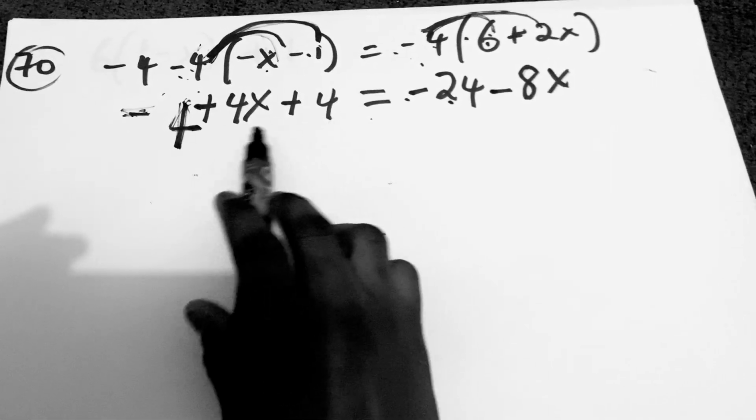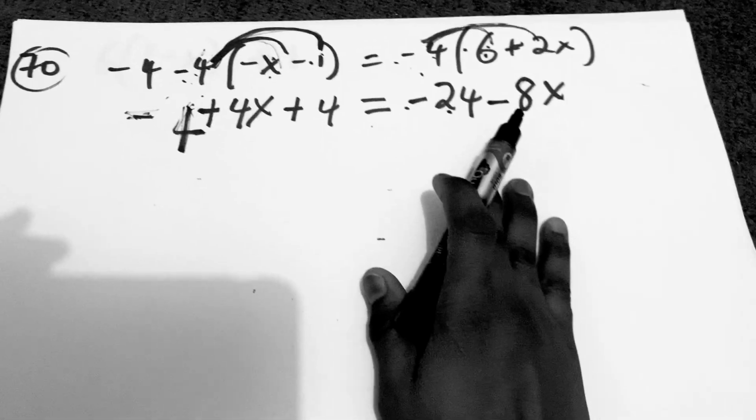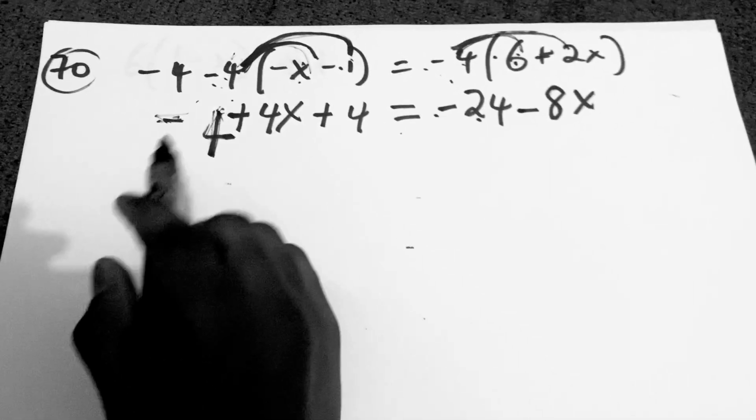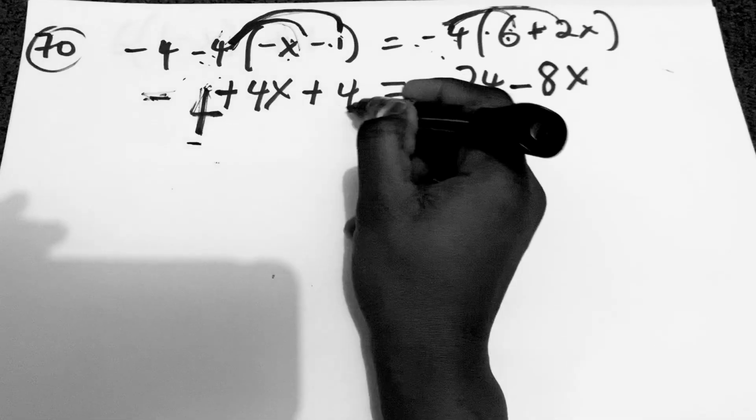Now, before you start moving, you want to make sure you group the like terms that are on the left side and the like terms that are on the right side. Now, I can see negative 4 and 4 are like terms, right?